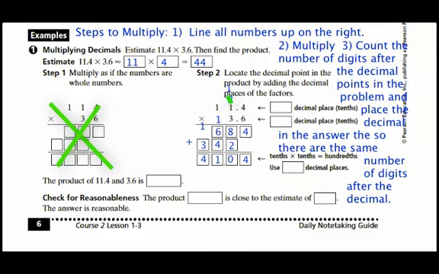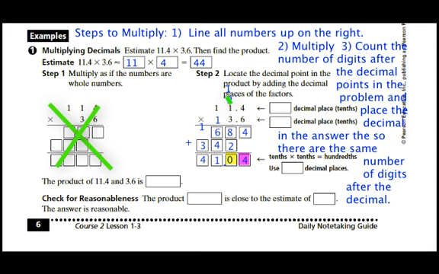Now we're ready for step 3. Count the number of digits after the decimal point in the problem. If we look at our problem, we have 2 digits after the decimal point. That means we're going to come down to our answer and count 2 digits and place our decimal point. So our final answer is 41 and 4/100ths. Our product of 41 and 4/100ths is close to our estimate of 44.